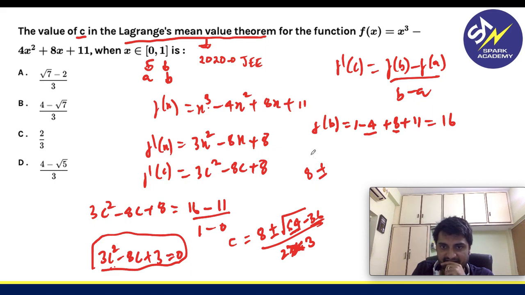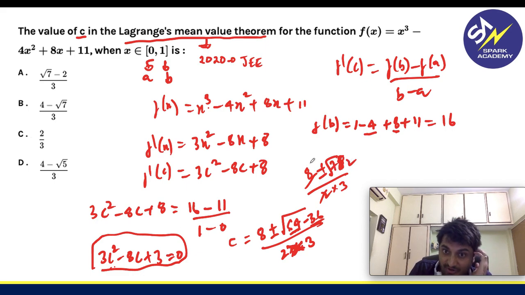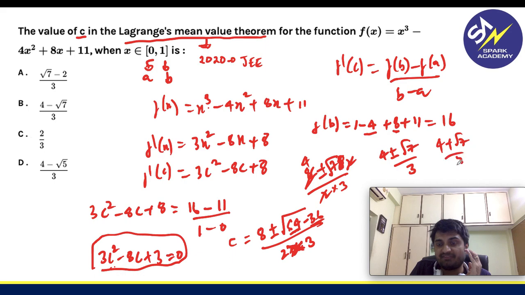This is like a quadratic. 8 plus or minus, 64 minus 36 is 28. Yes, root 28 is 2 root 7. Whole divided by 2 into 3. 2 goes, so 2 cancelled. So basically I am getting 4 plus or minus root 7 by 3. So either it is 4 plus root 7 by 3 or 4 minus root 7 by 3.